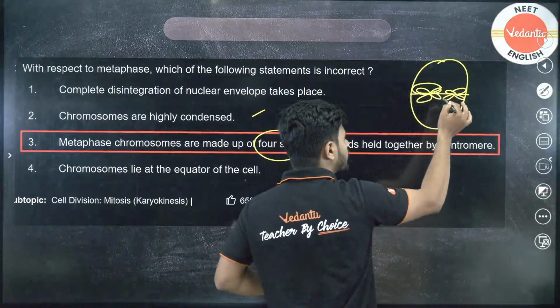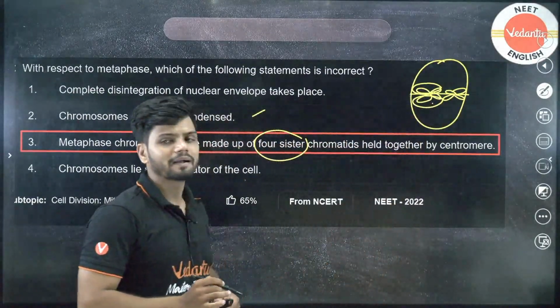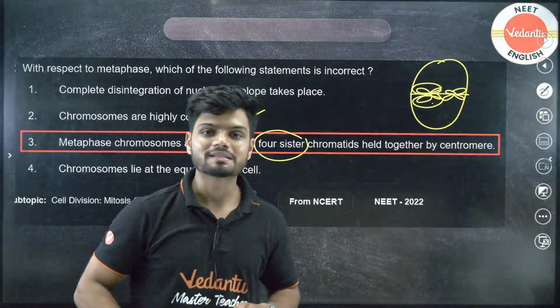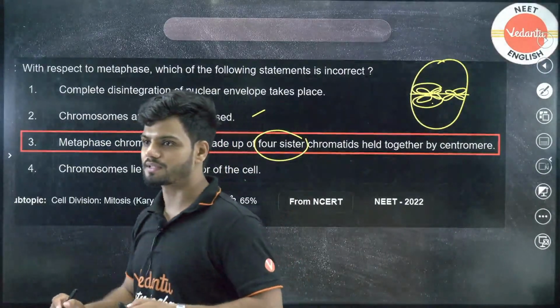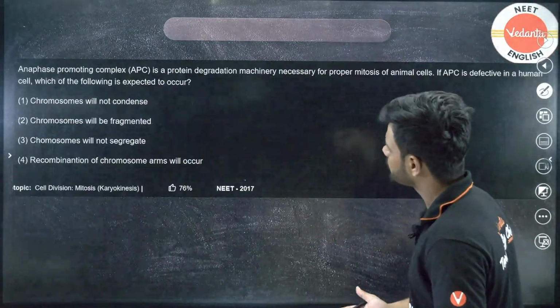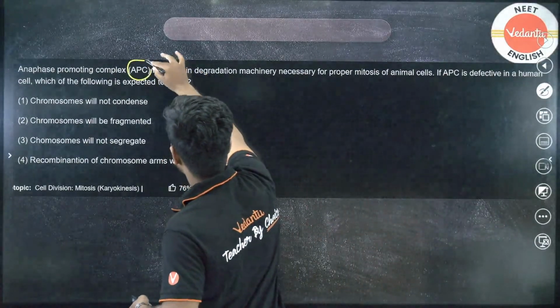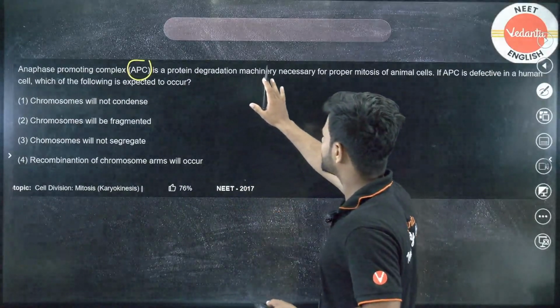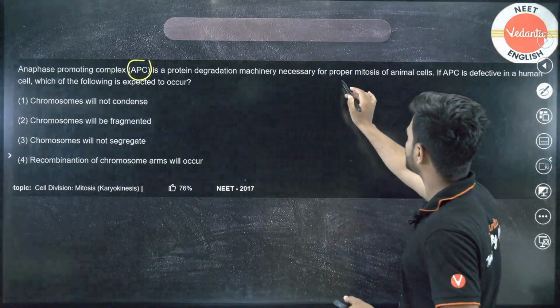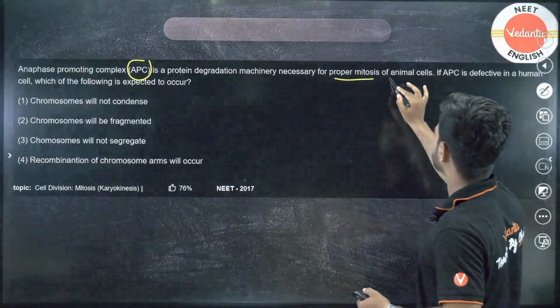One sister chromatid, one more sister chromatid. So at metaphase, we only have 1 sister chromatids, not 2 sister chromatids. Easy. Now, anaphase promoting complex, APC, is a protein degrading machinery necessary for proper mitosis of animal cell.